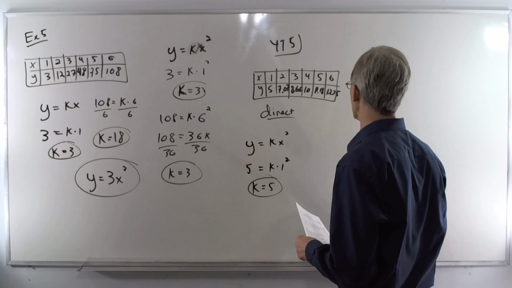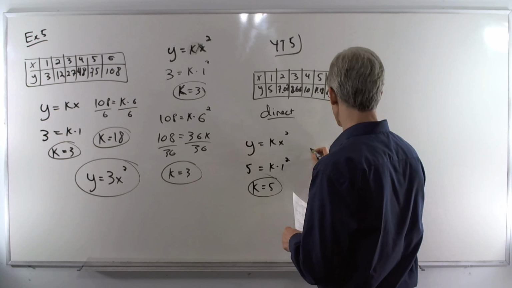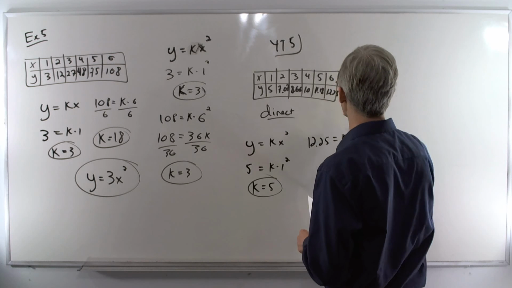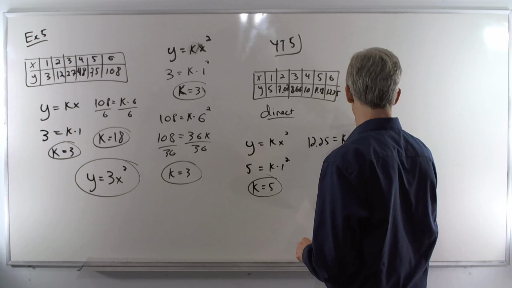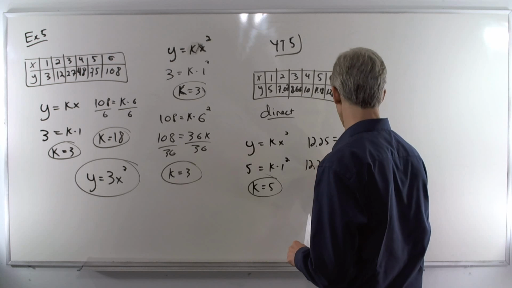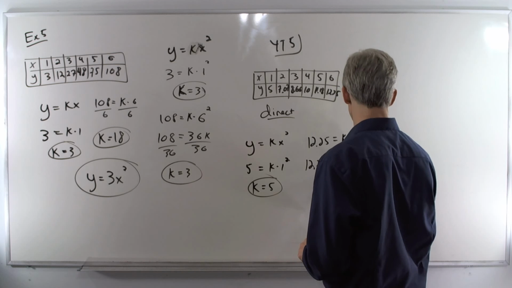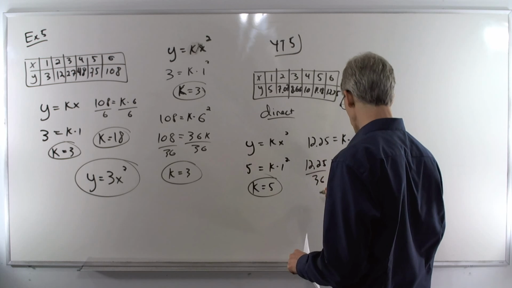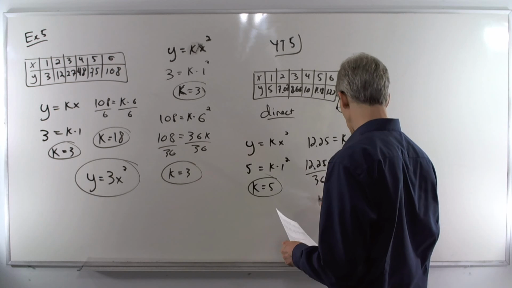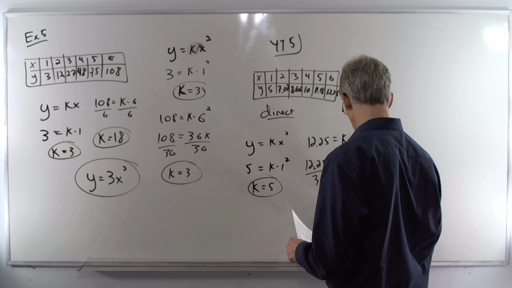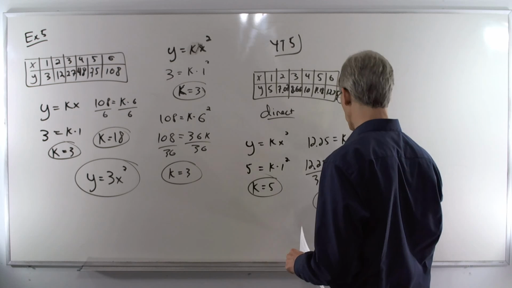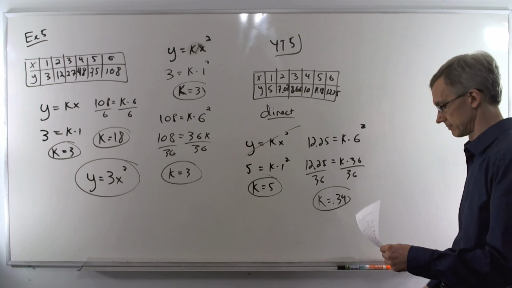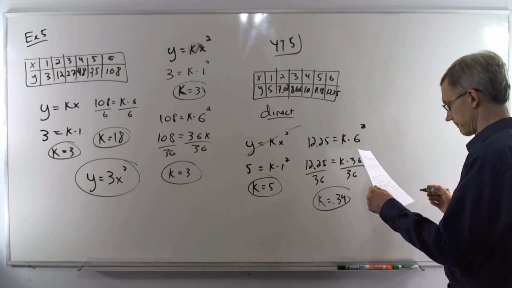All right, let's try this one. So 12.25 equals k times 6 squared. So 12.25 equals k times 36. If we divide by 36, clearly this one's not going to work because we've got a value less than 1, so k equals 0.34. And so they're not equal, so that's not it. It cannot possibly be it because we're going to get a different k value. All right, let's try a different one.